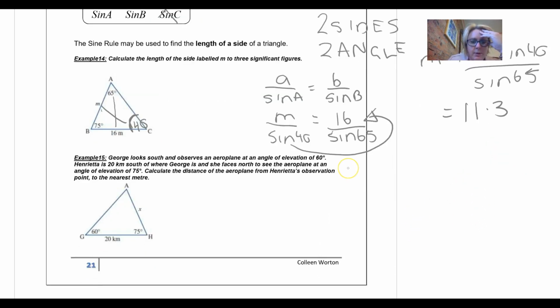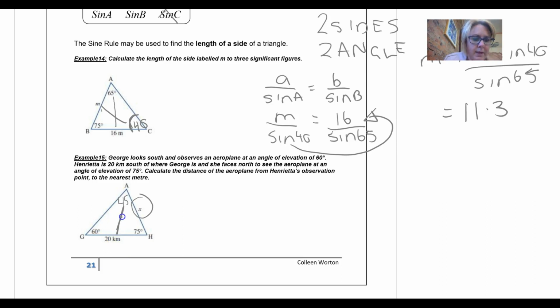All right, I'll just do this one. It's the same sort of question. George looks at the South Pole and observes an aeroplane at an angle of elevation of 60. Henrietta, 20 kilometres away, observes it at 75. Calculate the distance Henrietta observes the plane. So I want to find that. Let's put in this other angle up here to be 45 again.